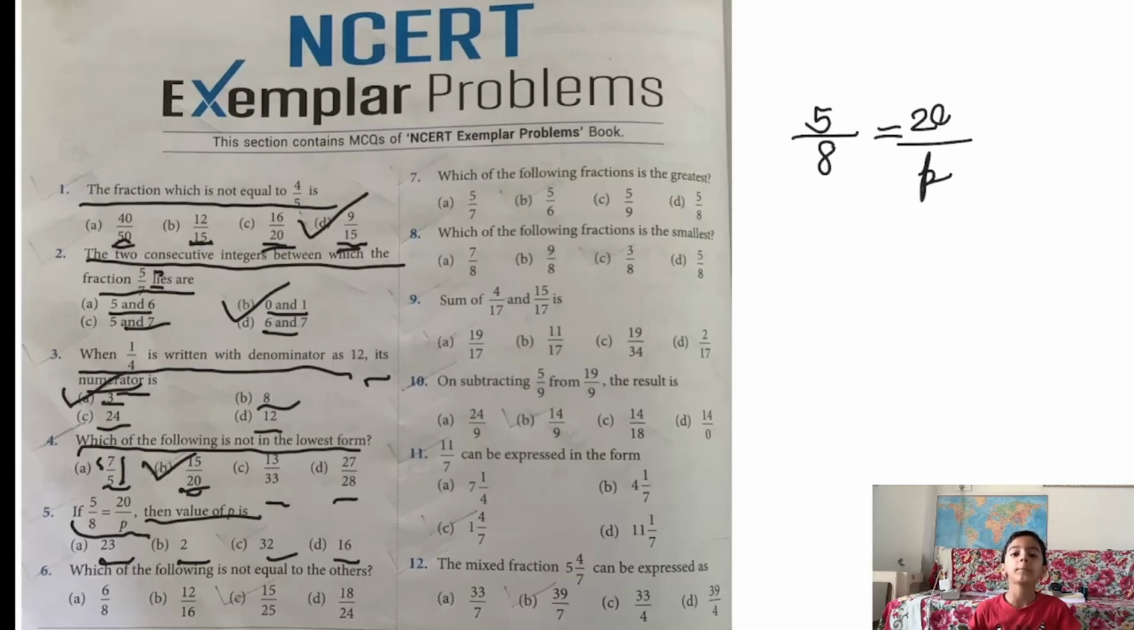So we have multiplied the numerator by 4 to get 20. For equivalent fractions, we'll multiply the numerator and denominator by the same number. So we'll multiply the denominator, which is 8, by 4 also. So 8 multiplied by 4 is equal to 32. So the value of p is equal to 32. So the answer of question 5 is option C, which is 32.